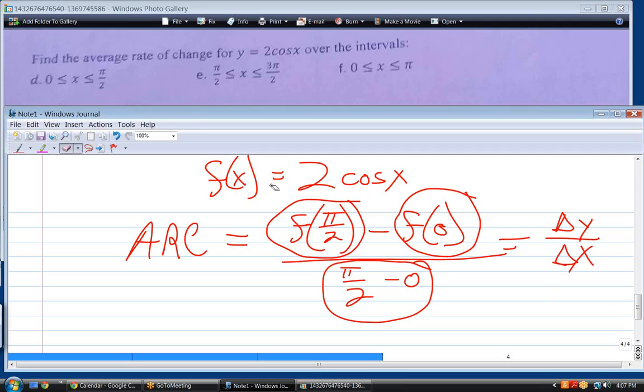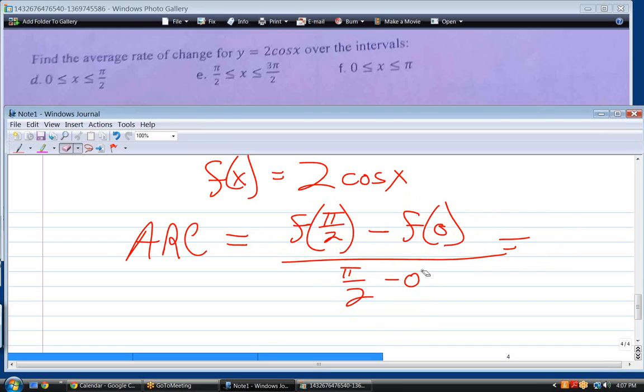The only reason it's easier to call it f of x rather than y is because we can say f of pi over 2 or f of 0. So this is the formula. Now, what is f of pi over 2? Would be 2 cosine pi over 2. Yes, what is that number? What's the cosine of pi over 2?